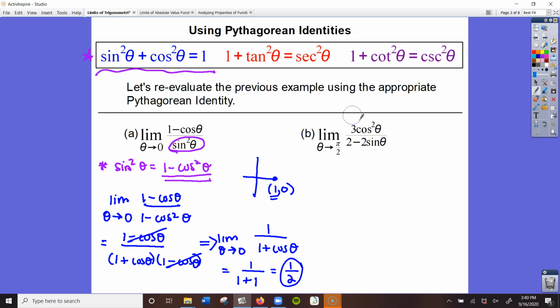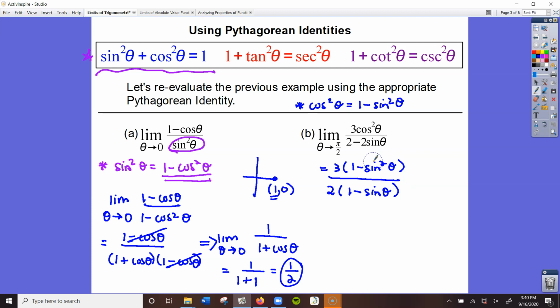Cosine squared can be replaced using one of these Pythagorean identities. If I were to subtract sine squared, I would get that cosine squared of theta would equal 1 minus sine squared of theta. So that's exactly what I'm going to do. I'm going to replace cosine squared with 1 minus sine squared. So here we go. We have 3 times 1 minus sine squared, since I'm replacing that cosine squared, over, now in the denominator here, you'll notice that both terms have a 2 in common.